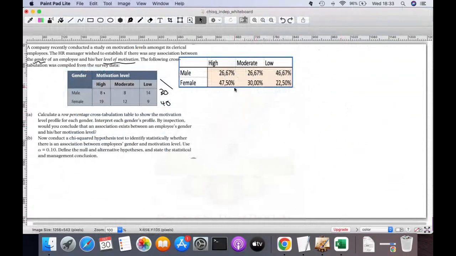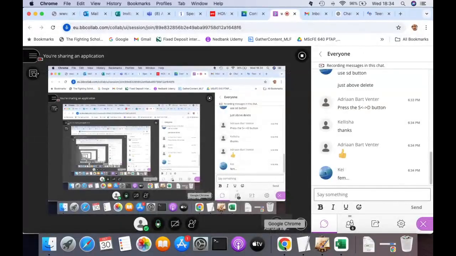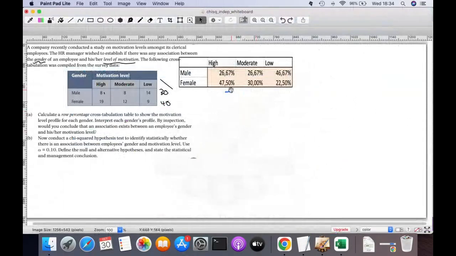All right, so let's look. Here I've completed the table for you. Here are the percentages. Just by looking at this table, who would you say, and when I say who, I mean what gender, is more likely to be highly motivated? Which gender is more likely to be highly motivated? Females. Yes, very good.